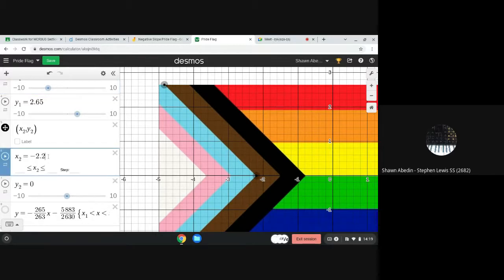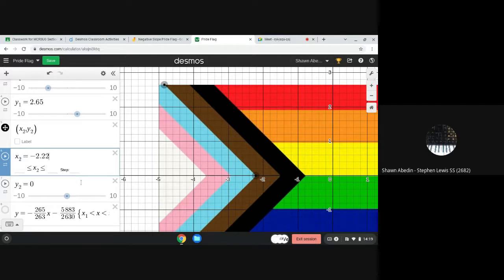And I've been playing around with it. I did try -2.25, but I noticed when I did the line, it wasn't right on that border between the blue and the brown. So I refined it a little bit. I'm going to go with -2.22.